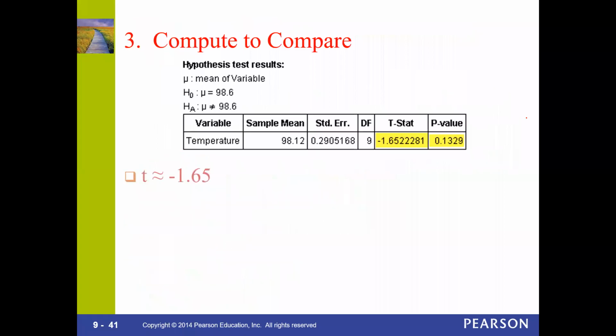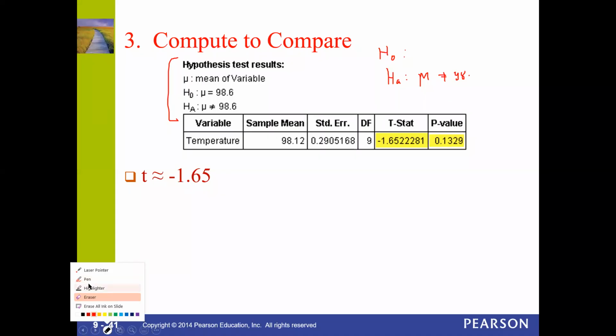So this is what we have. We have a p-value of 0.1309, okay? Let's see. I don't want to mess this up, just in case you have to read it again, so I'm going to write it over here again. H0, HA. HA is mu not equal to 98.6, and the other one, H0, is mu equal to 98.6.